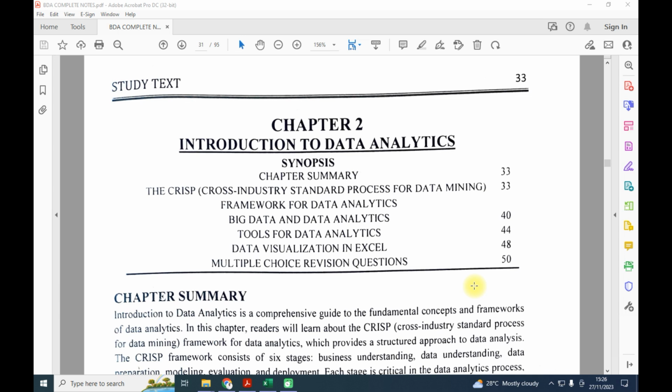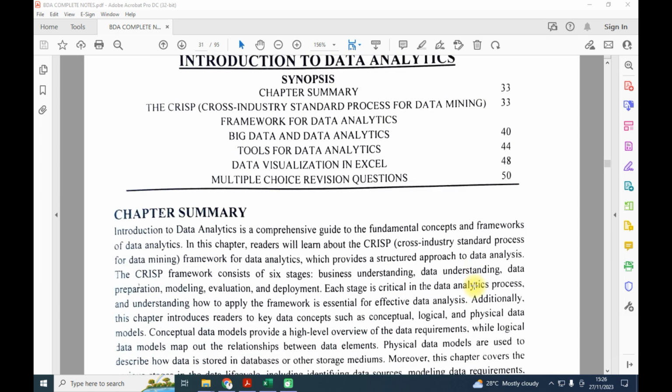And part 2 of this theory, we shall look at big data analytics. So under the introduction to data analytics, you shall be looking at the summary of the chapter, the cross-industry standard process for data mining, that is the CRISP, the framework for data mining, then the big data. So this one will be under part 2, the big data and data analytics. Then the tools for data analysis still will be under part 2, and data visualization.